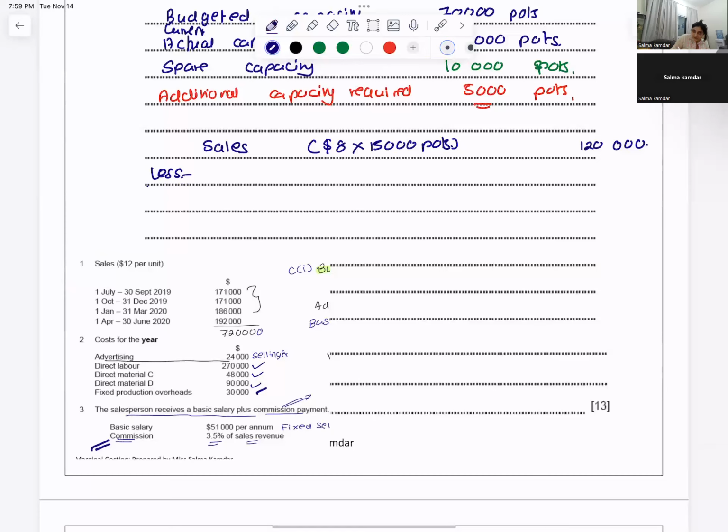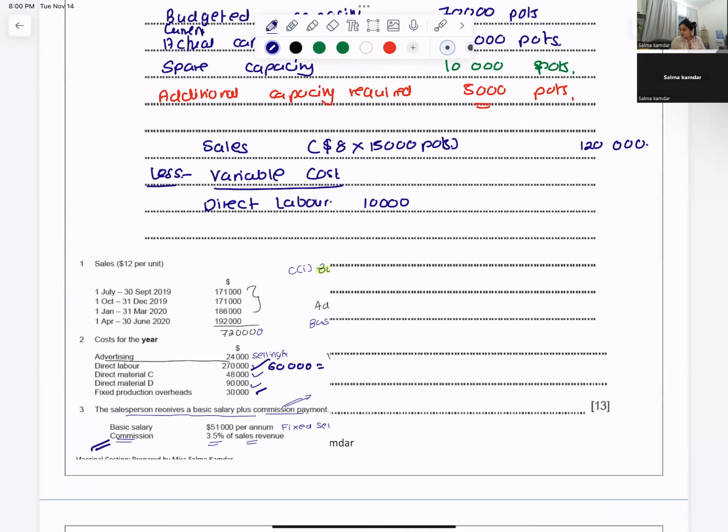Less variable cost. What is the variable cost? Direct labor. For 10,000 pots, I have normal labor. 270 is for 60,000 pots, so direct labor cost will be 270 divided by 60,000, which is $4.5. So for 10,000 pots, it is all going to be at the rate of $4.5.